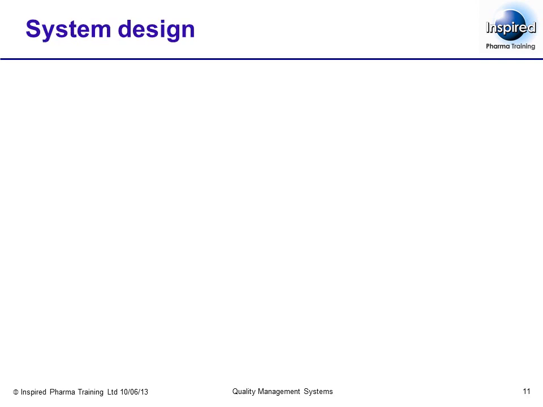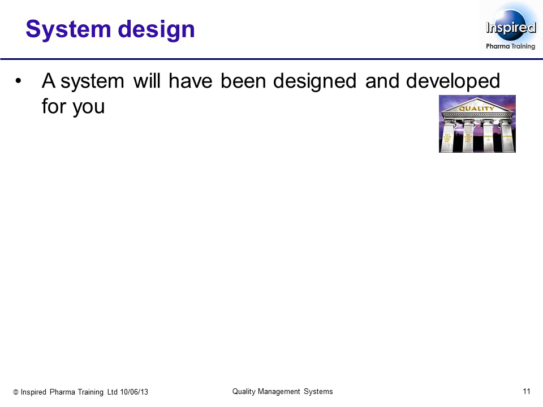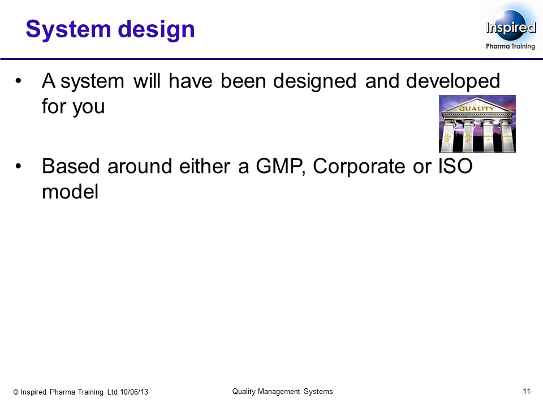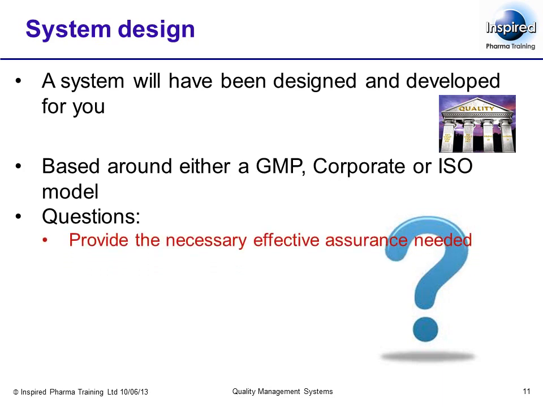So, the position we're in. A system will have been designed and developed for you, and this system will probably be based around either a GMP, corporate or ISO model. The questions we need to ask of our current system design, though, remain pertinent. Does our system provide the necessary effective assurance needed?